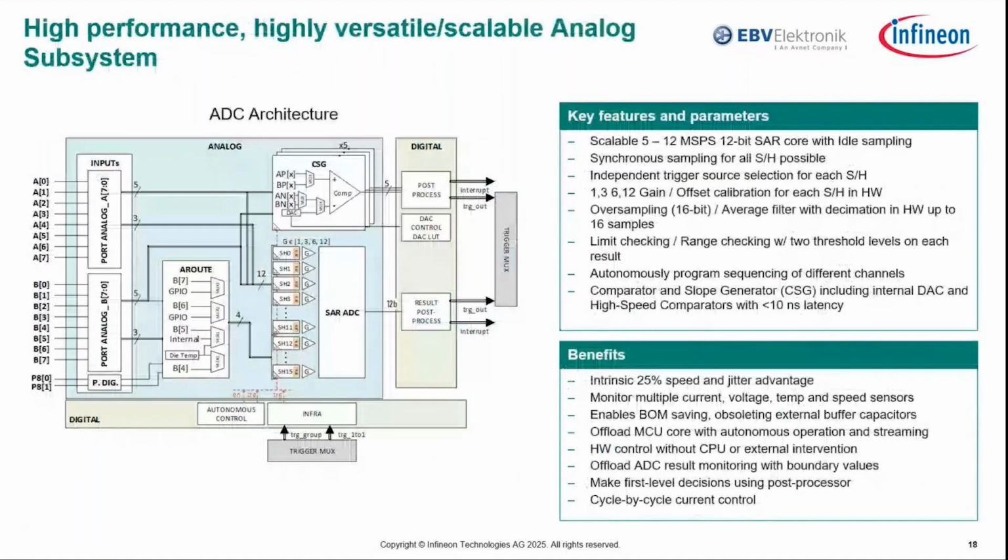Let's take a closer look at the details of the analog subsystem. The 12-bit SAR can sample at a speed of 12 megasamples per second. I will explain the ideal sampling method used here in a moment. In addition, it features synchronous sampling, which makes it easier to time readings in the control system.